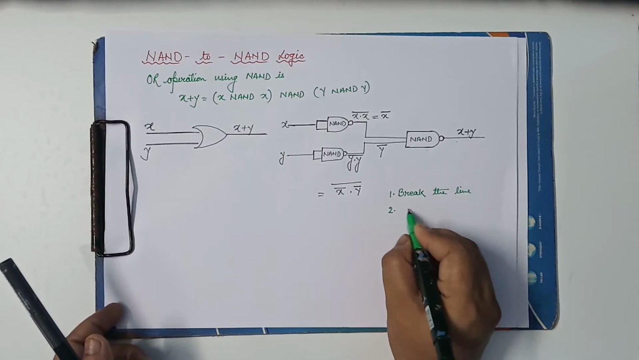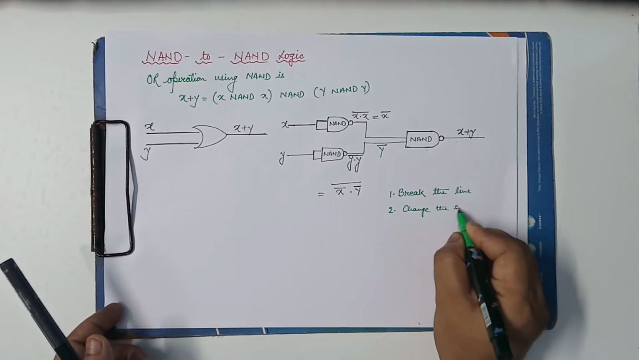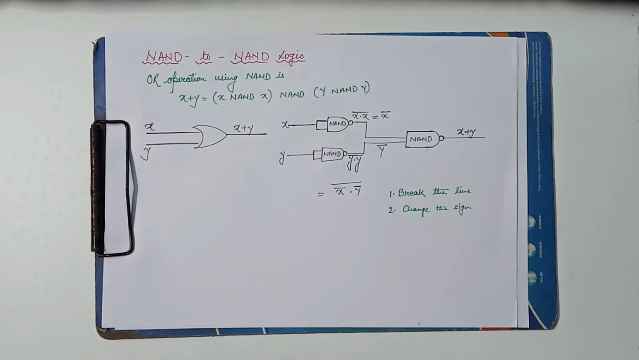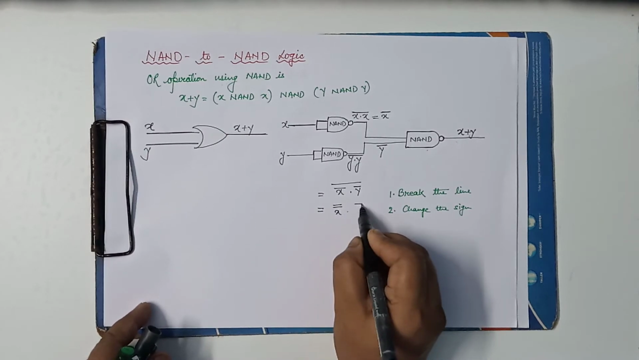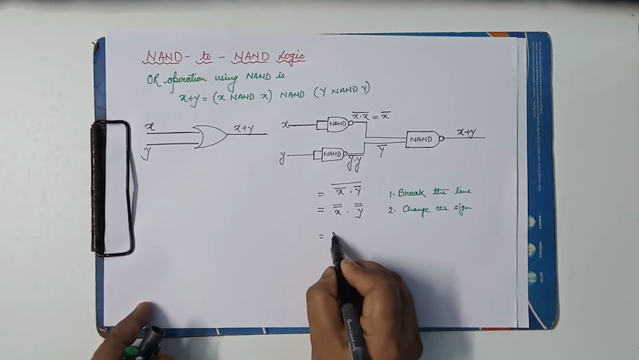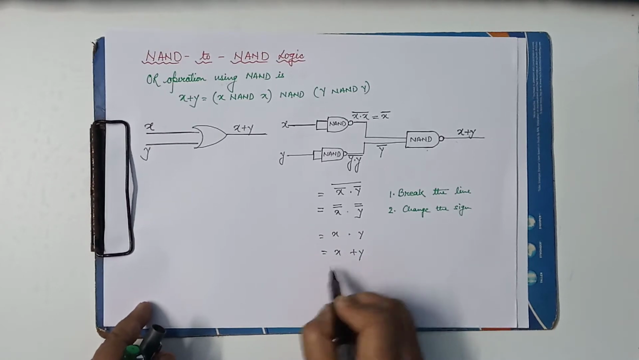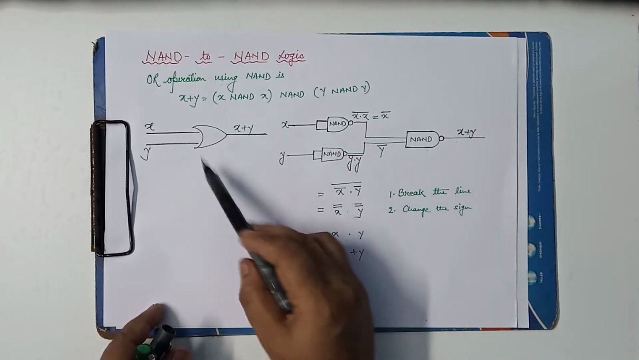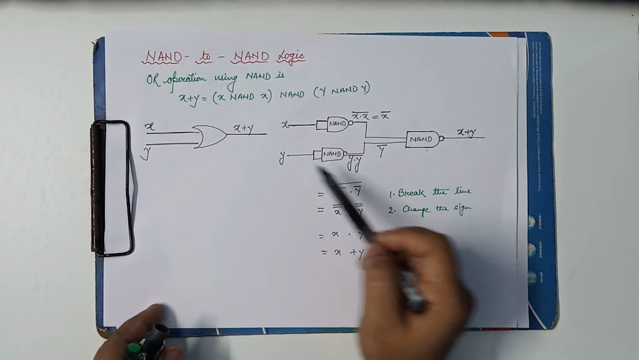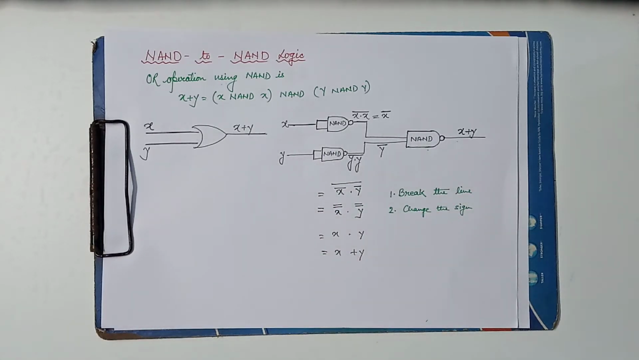Break the line, change the sign. Okay, so in the next step we are going to break the line. Let's break the line. We have got this. Now it is time to change the sign. We have got x plus y. So in this way the OR gate can be implemented using the NAND gates. To implement the OR gate we need 3 NAND gates.